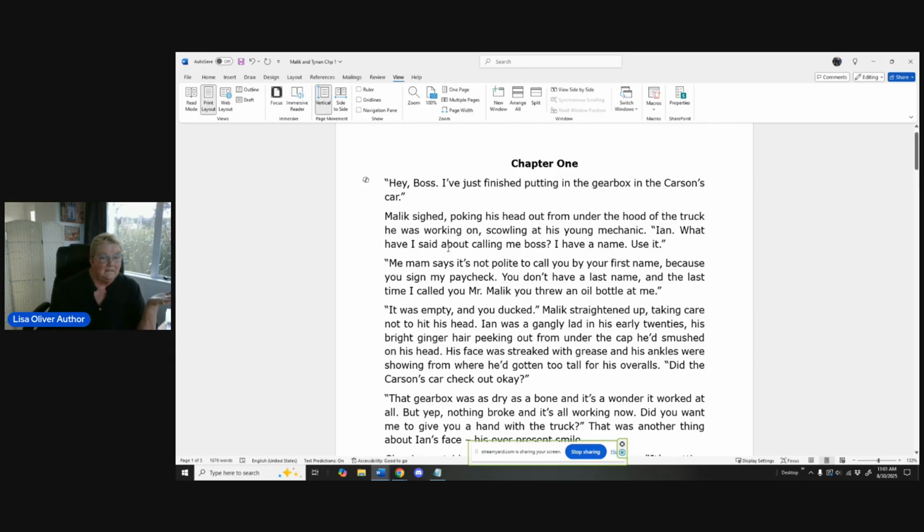And then we meet Malik, who is one of the main characters. He's clearly, we're using the word mechanic. He's working under the hood of a truck. So we're already getting a sense of setting as well. They're obviously in a workshop. He objects to being called boss.